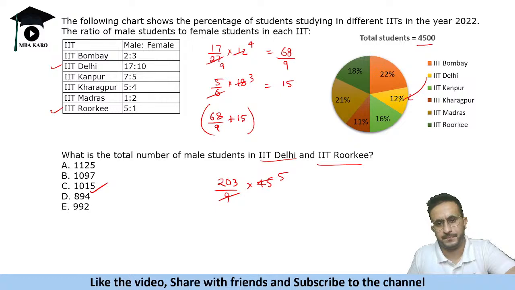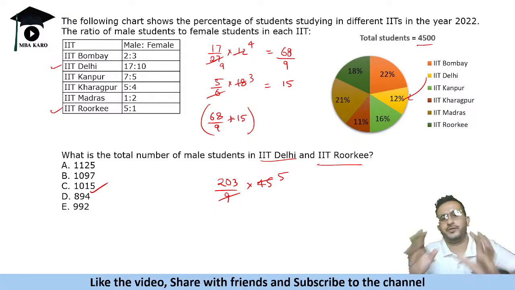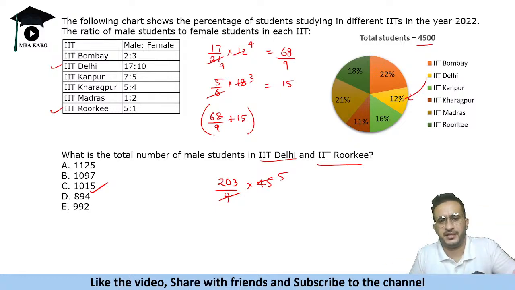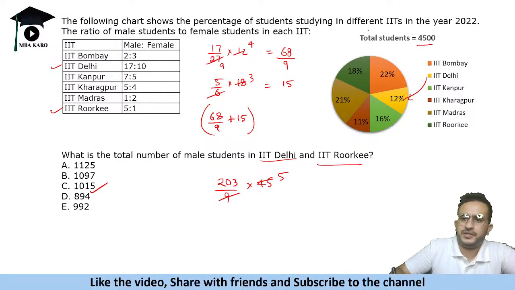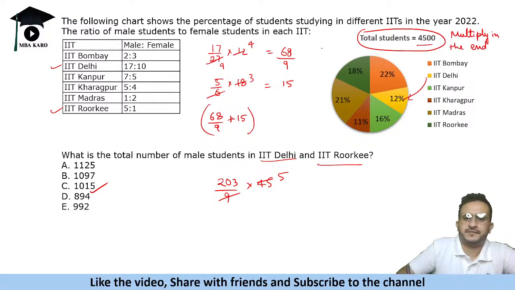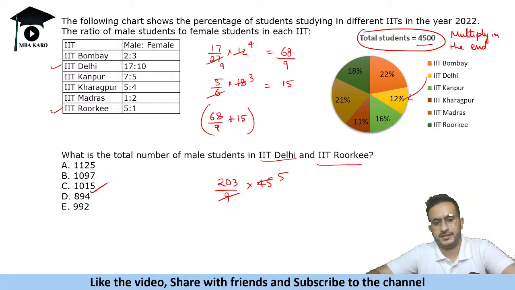1015. Okay, so if you have to calculate anything, right, किसी का sum निकालना है, difference निकालना है, ratio निकालना है, anything, this should be multiplied in the end. आप पहले ये निकालते फिर ये निकालते फिर इन्हें ऐड करते मल्टीप्लाई करके फिर दैट विल टेक मोर टाइम. So do all the calculations in terms of these percentages and multiply in the end.